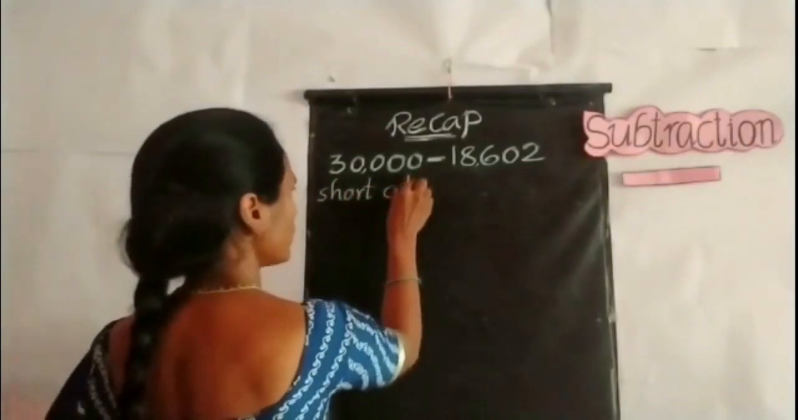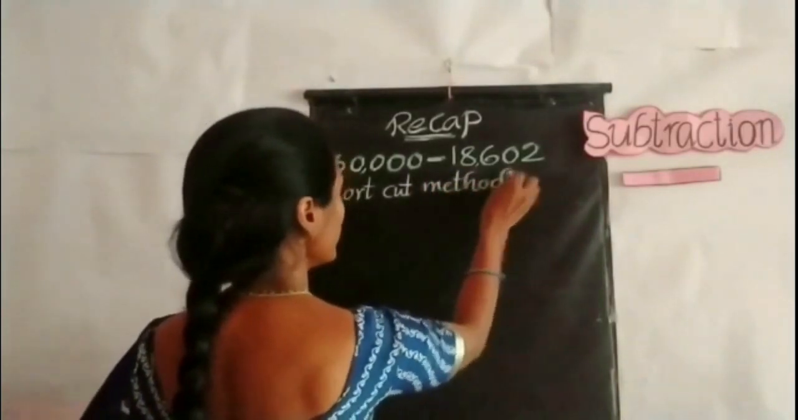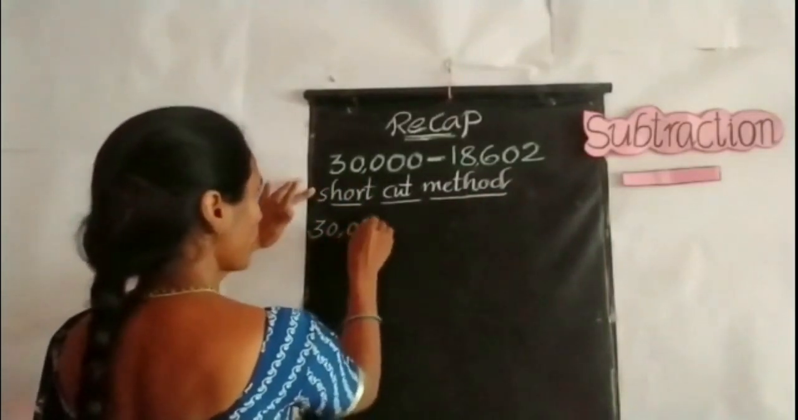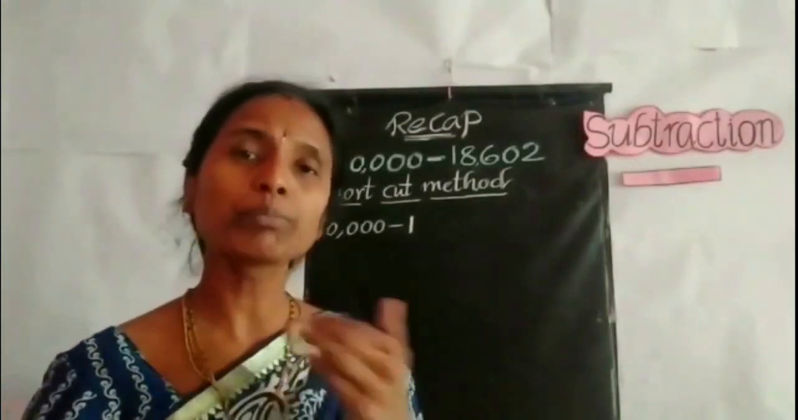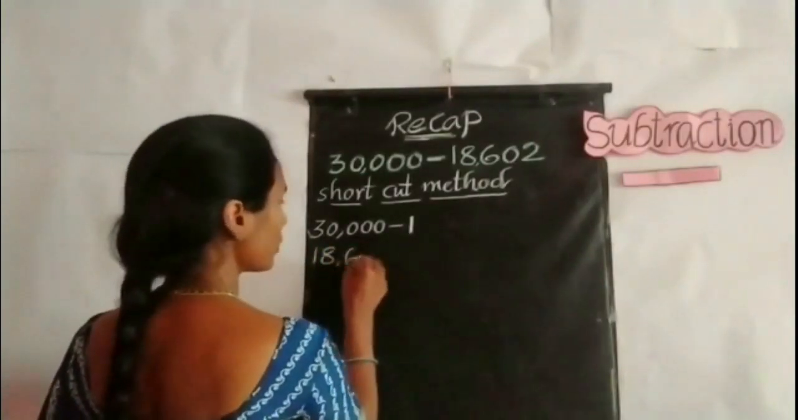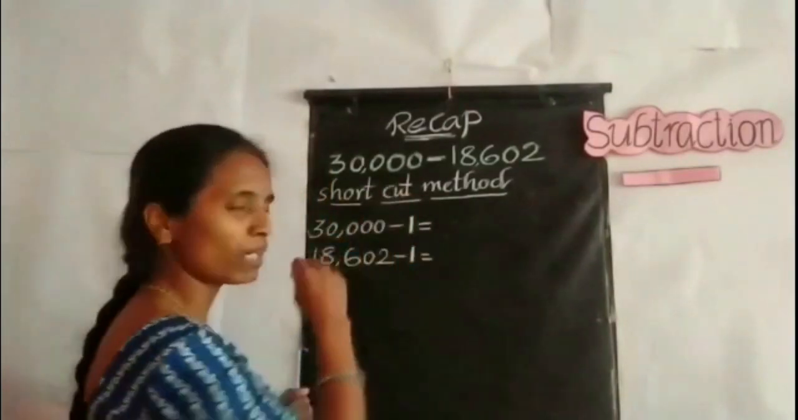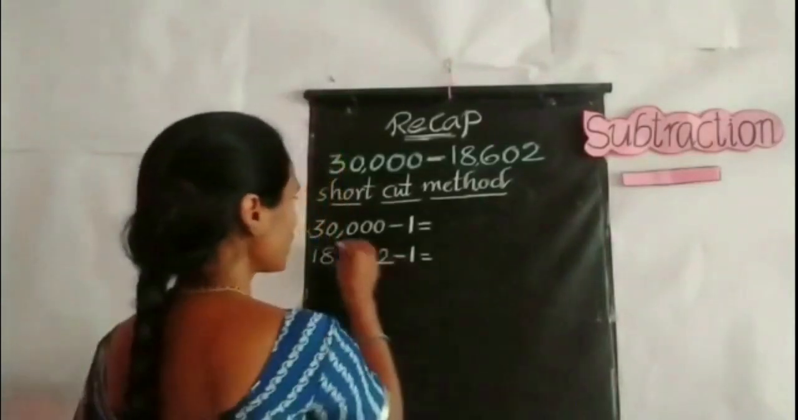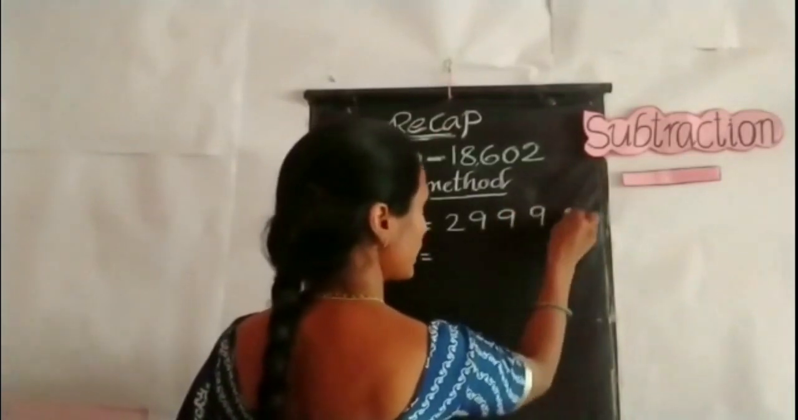Let me start. Shortcut method. For this method, first we have to subtract 1 from both the numbers. 30,000 minus 1, 18,602 minus 1. What is the resulting number? 30,000 minus 1. Minus 1 means the before number. Yes or no children? So the number before 30,000 is what children? 29,999.